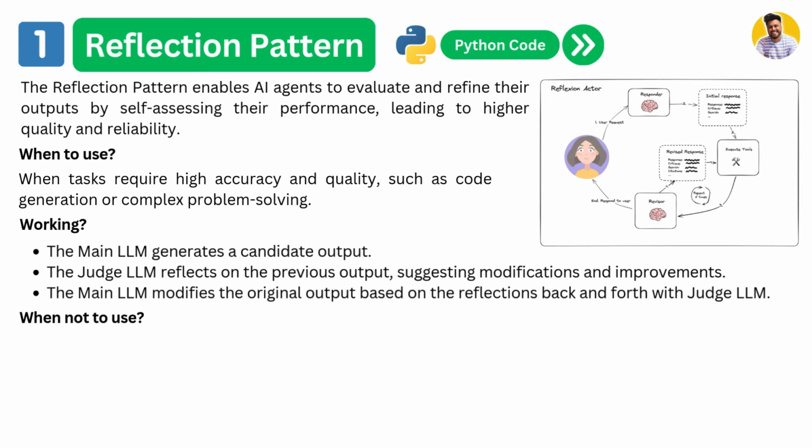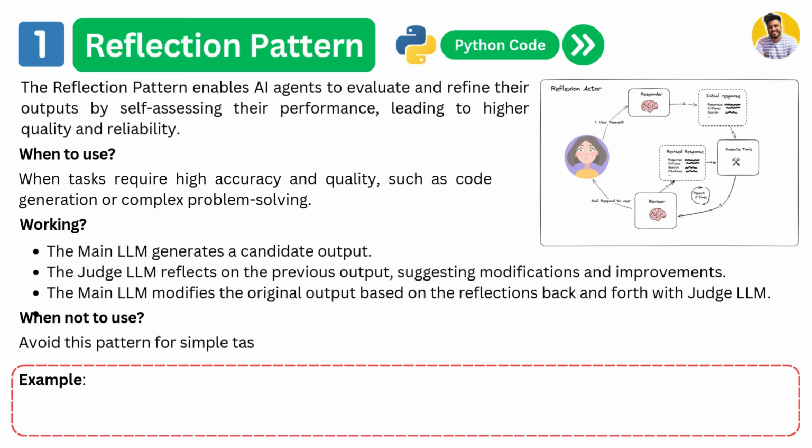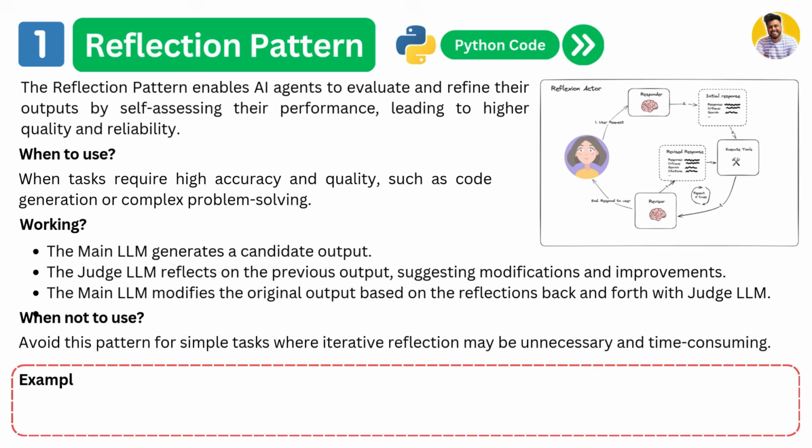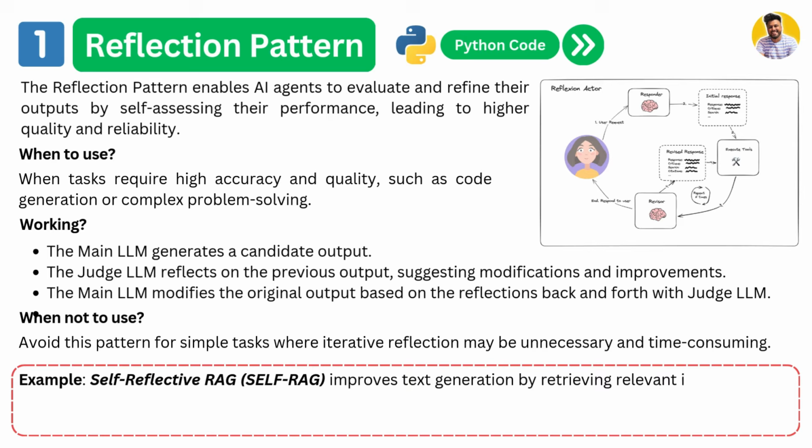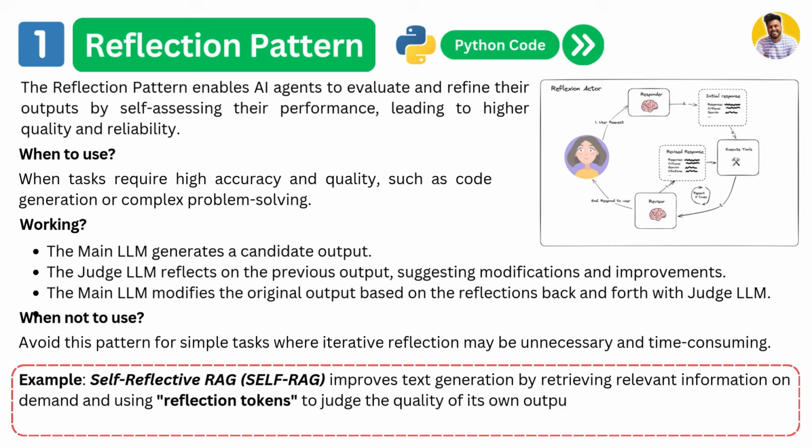You can avoid using this pattern if you are doing just a simple task, where using this iterative method is very time consuming. The best example of this pattern is self-reflective RAG, where your text generation gets improved by retrieving relevant information on demand and using reflection tokens to judge the quality of the output. I will make a separate video to explain how self-reflective RAG works, and we can also make a project on that.